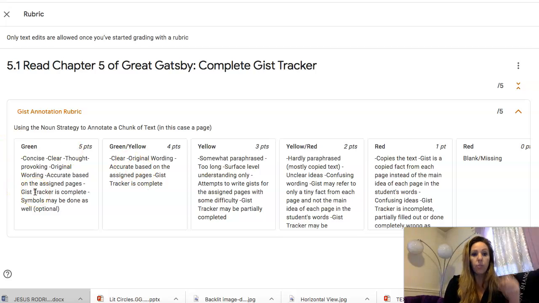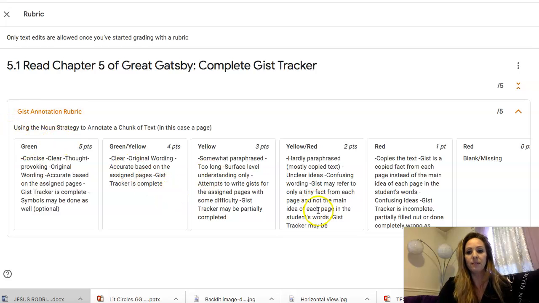Concise, clear, thought-provoking, original wording, accurate based on the assigned pages. Gist tracker is complete. Symbols may be done as well, optional. Well, you know what? Because he did the symbols, I'm going to give him a 5. I do think his work could be a little more thought-provoking when he does his gist on the right, but he definitely does get a 5 in my book.